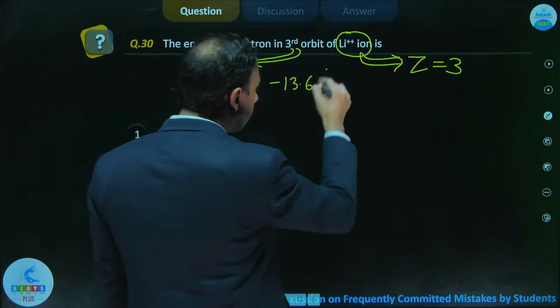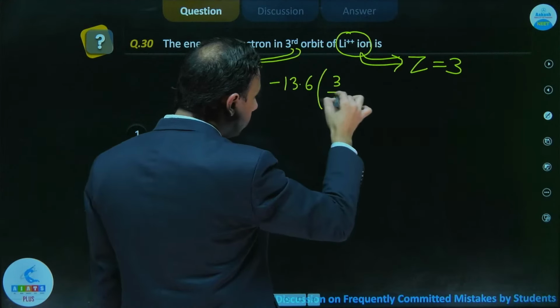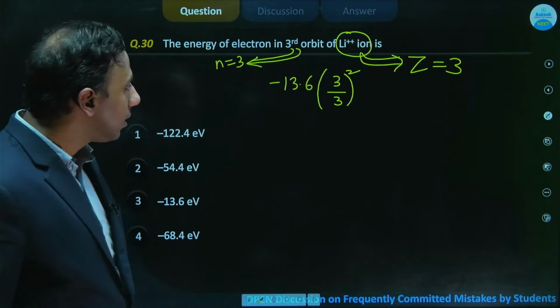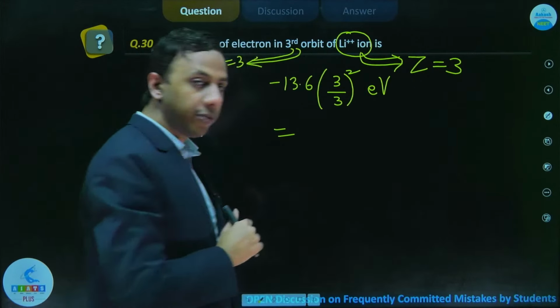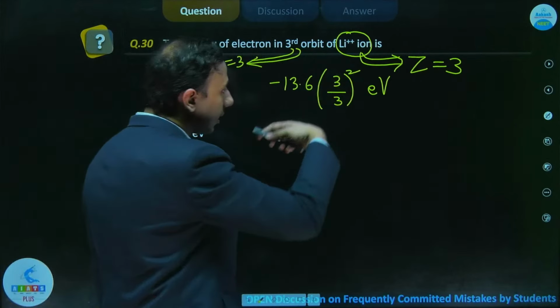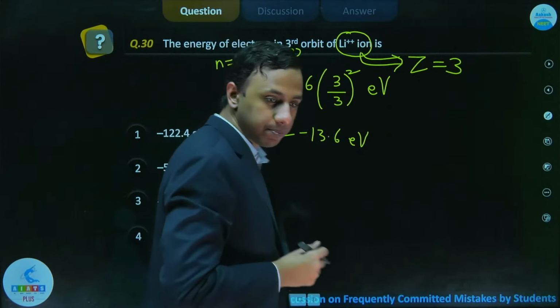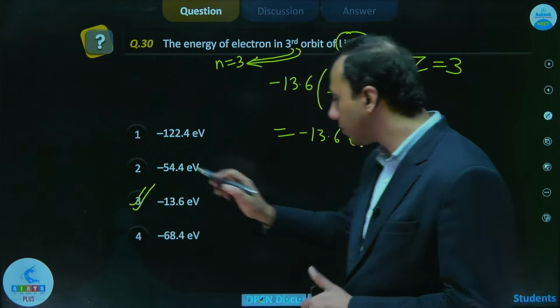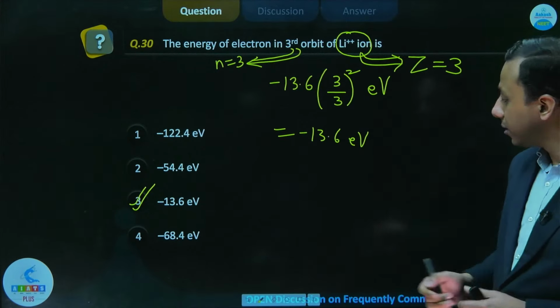तो ये क्या हो जाएगा, z square by n square, that is z is also 3, n is also 3, both whole square, that is in electron volt. So if you solve for it, they get cancelled, so the answer is in electron volt, right. Very simple question, provided you remember the formula, right.